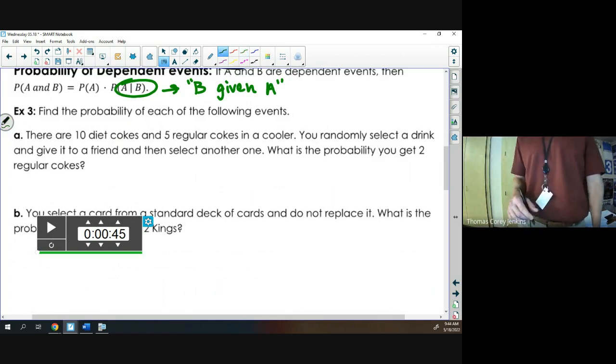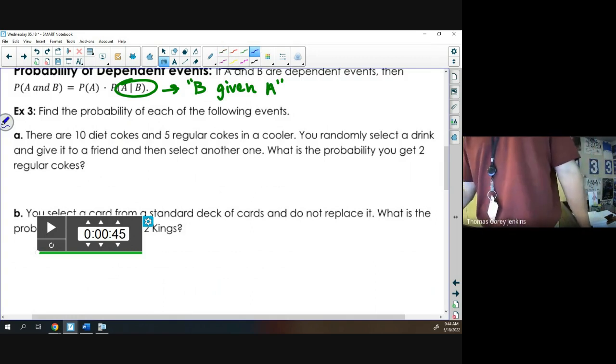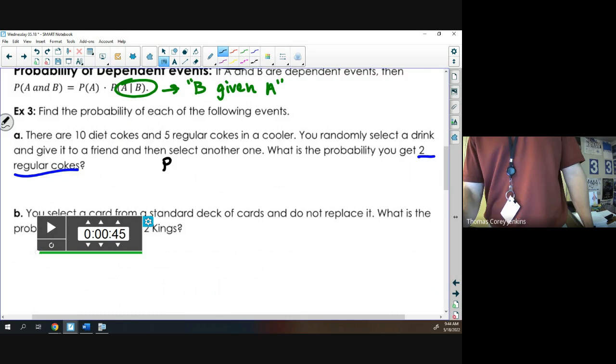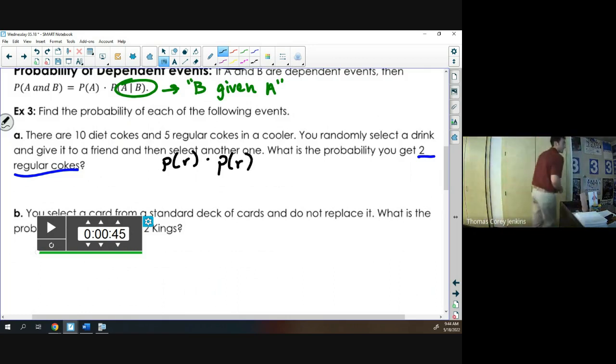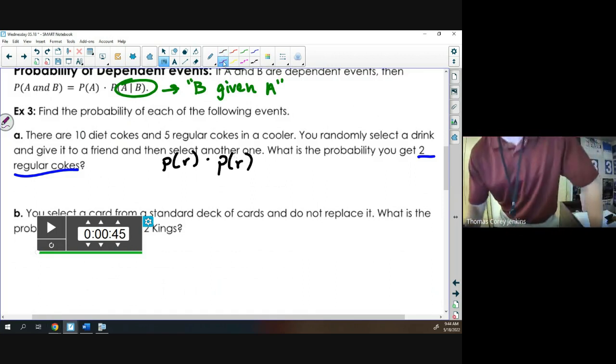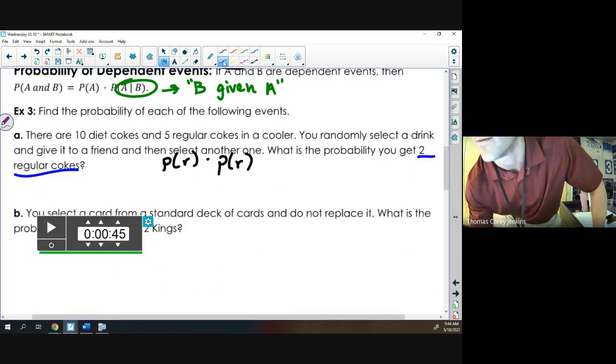So this time we're just thinking about the drinks. We have 10 diets, 5 regular. So what's the probability that we get 2 regular Cokes? We want to set this up as probability of regular times probability of regular again. Probability of regular on the first draw would be 5 out of our total, 15.